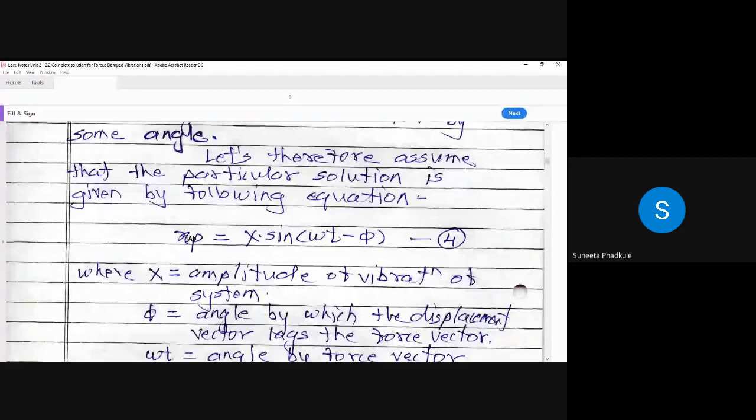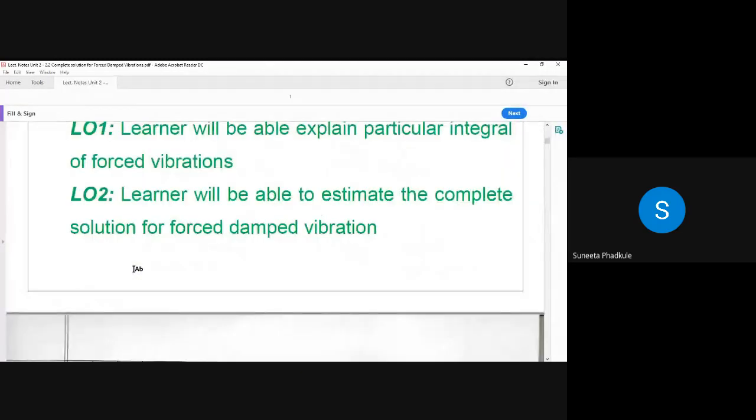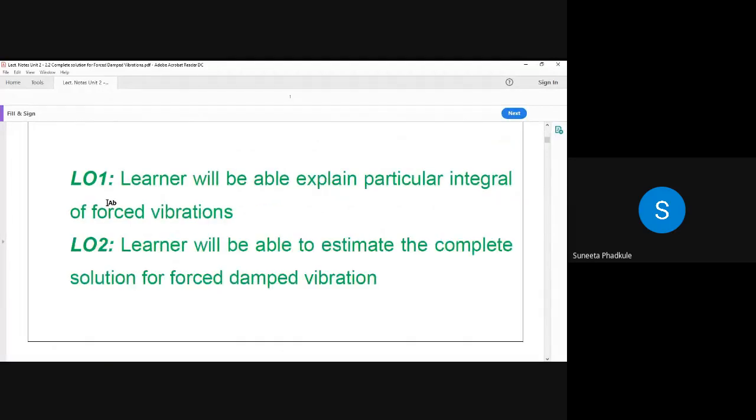Okay, within 5 minutes, don't worry, I'm not stretching the lecture too much. So now, did you understand the learning outcome? Tell me. Before the lecture, I know you had not understood, but now after I finish the lecture, you must be able to understand. So what was your learning outcome one? You will be able to explain the particular integral of forced vibration.